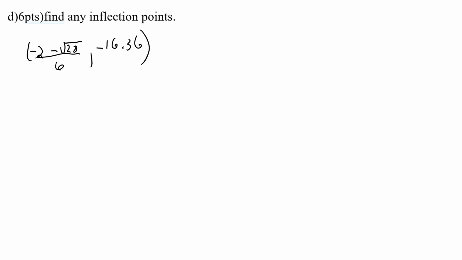And then I have (-2 plus the square root of 28), all divided by 6. And that should be -0.6793.